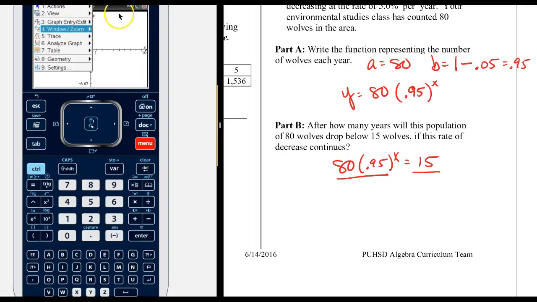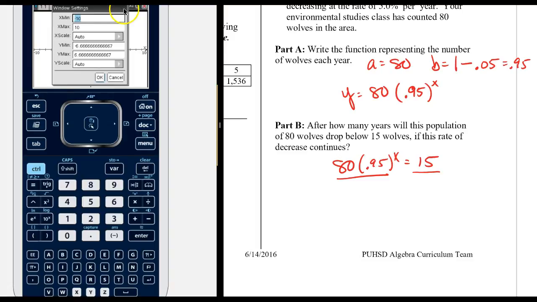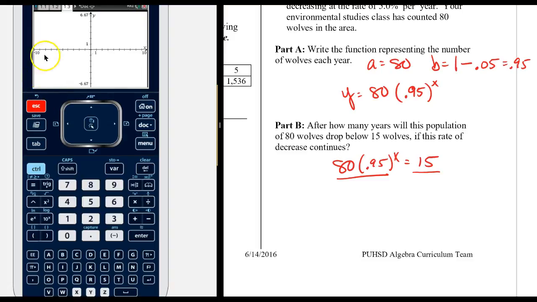I'm going to go to window settings. Remember, we can also just double click. My pen gives me a really hard time when I do it. There, it actually worked that time. But I'm going to go 0, and we press tab, we go to the next value.